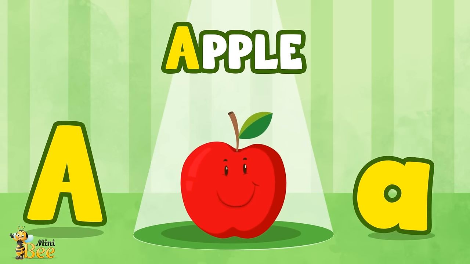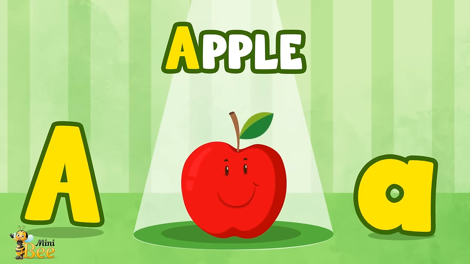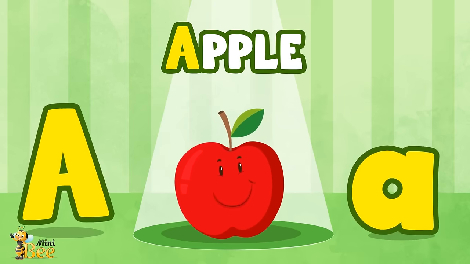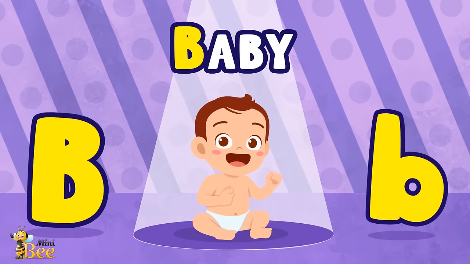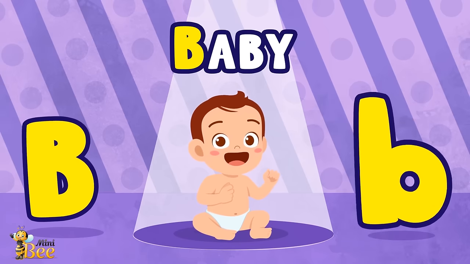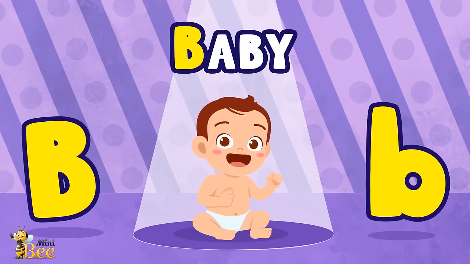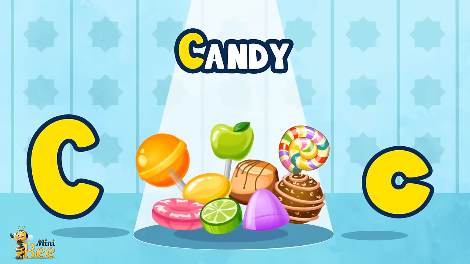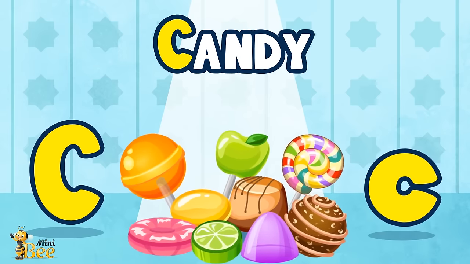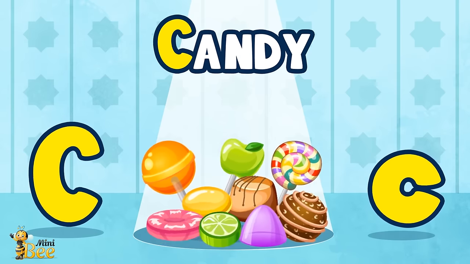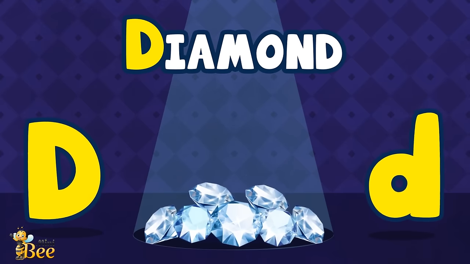A is for apple, apple, apple. A, apple. B is for baby, baby, baby. B, baby. C is for candy, candy, candy. C, candy. D is for diamond.